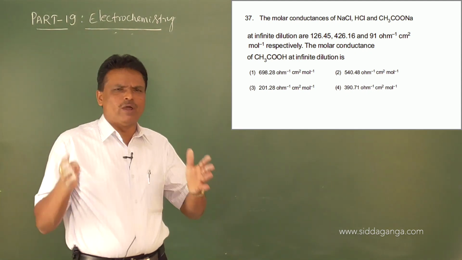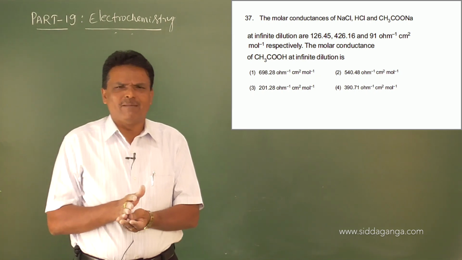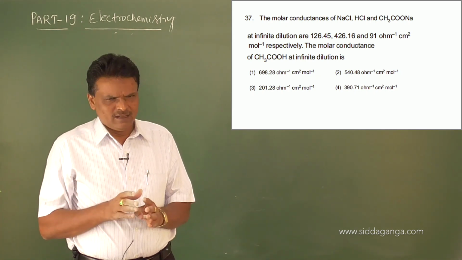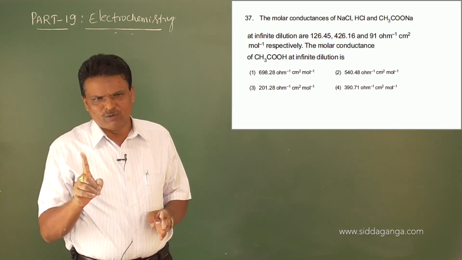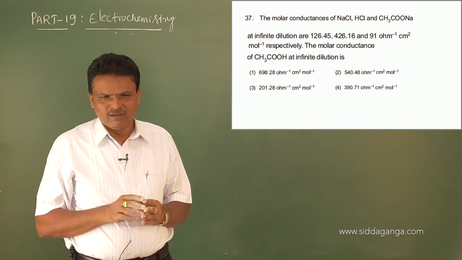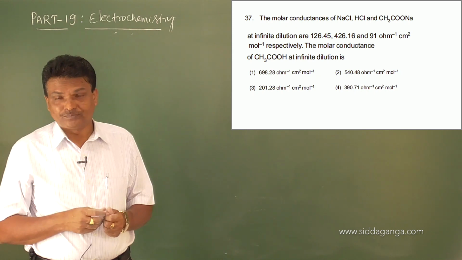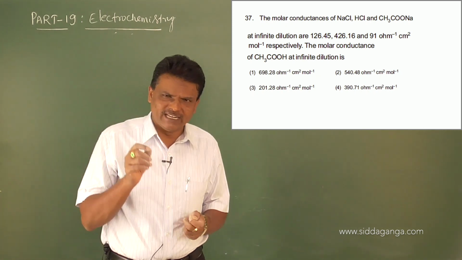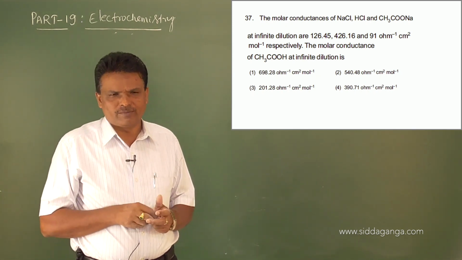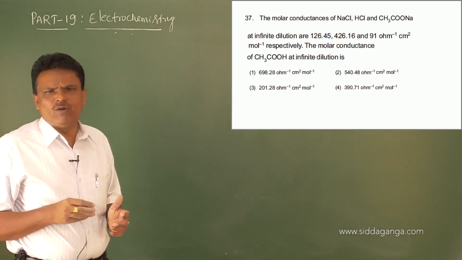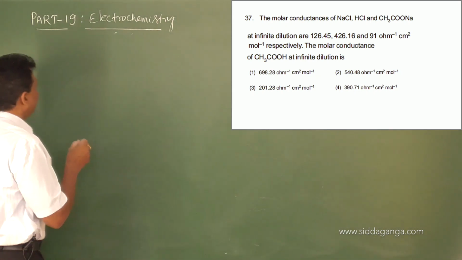Electrolytes of AB type, so even in one formula unit, the number is 1. HCl ionizes to form H plus 1 mole, Cl minus 1 mole. NaCl gives Na plus 1 mole, Cl minus 1 mole. Sodium acetate gives acetate ion 1 mole, Na plus 1 mole. Is that clear? So I want to calculate the molar conductance of acetic acid.